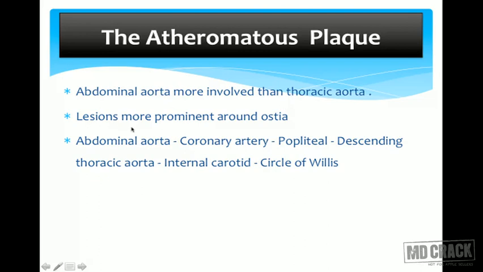Such lesions are more prominent around the ostia, the opening of the vessels. Around the opening of the vessels, atheromatous plaques are very commonly seen. So it's the abdominal aorta that first and foremost commonly gets affected, followed by coronary arteries, followed by popliteal arteries, descending thoracic aorta, internal carotid arteries, as well as the circle of Willis.